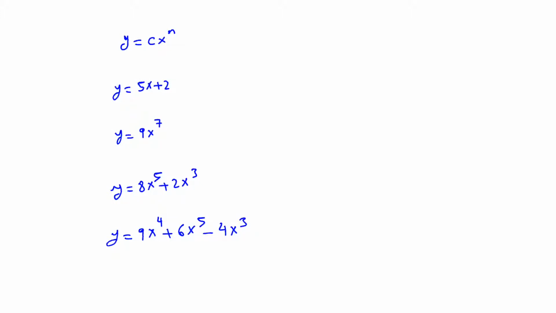Derivative of c times x to the power of n. c is a constant. The derivative would be c times the derivative of x^n, which is c times n times x to the power of n minus 1. I used the derivative of c times f of x equals c times the derivative of f of x. Derivative of y equals 5x plus 2. It's a linear function. The derivative of a linear function is its slope. In this case, the derivative is 5.